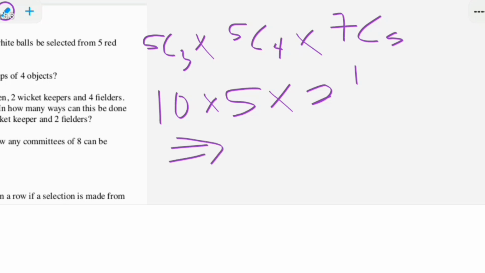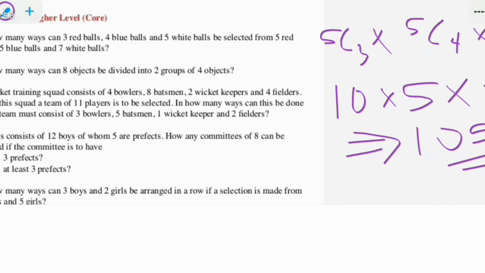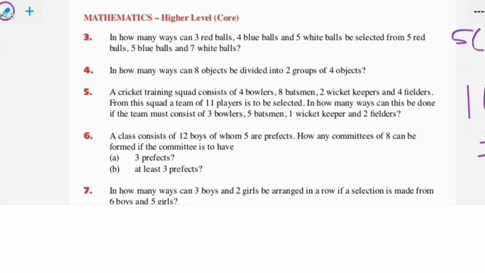So just times everything together, you will get 1050. So those are the number of ways. So the answer for this first one is 1050. Okay. The next one is, in how many ways can 8 objects be divided into 2 groups of 4?